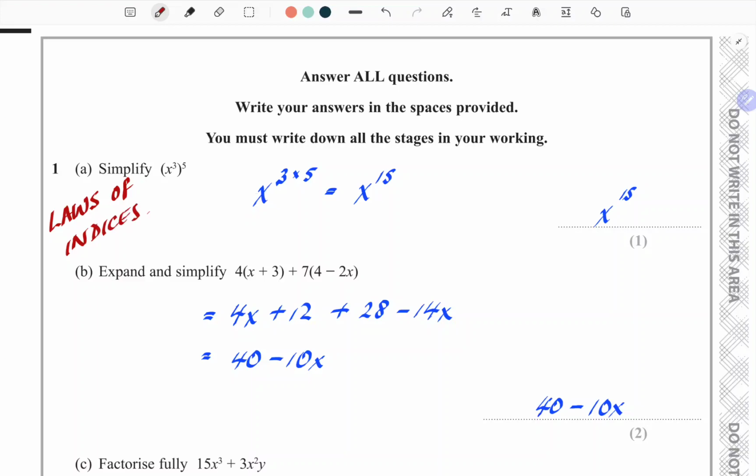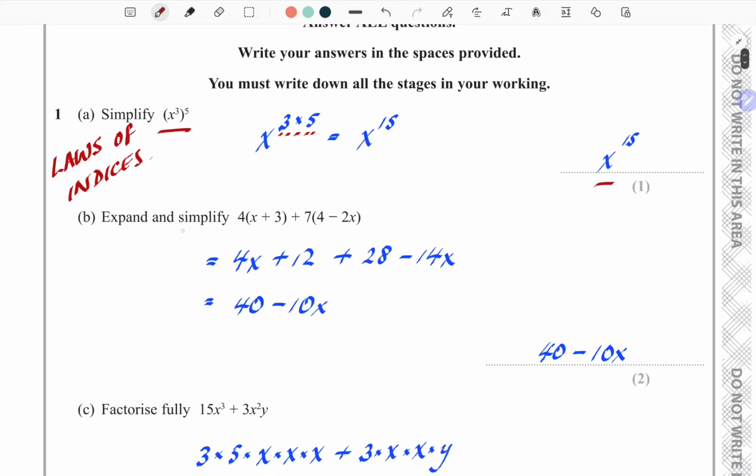As a rule, when you have x to the power 3 here in this case, and then raised to a higher power, so the whole thing is to a higher power, then you multiply the powers. Okay, you can see 3 times 5. So the answer is x to the 15. All right, there we go.